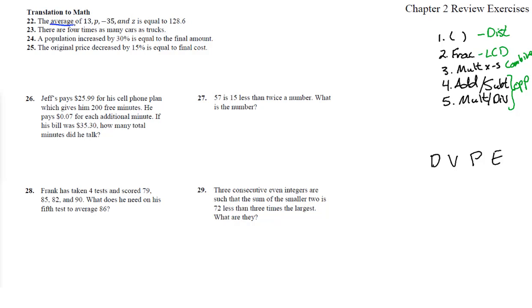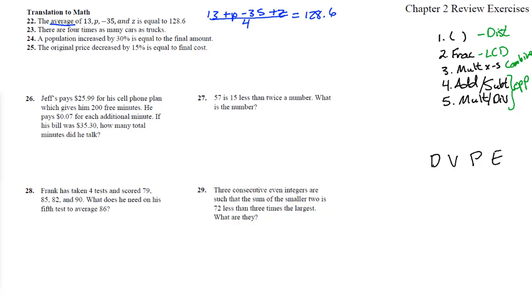Now, how do we do average here? We've got 13, p, negative 35, and z. That's data, our variables were already given. Our plan, average, means we're going to add up and divide by the number there are. So we're going to take 13 plus p minus 35 plus z, all divided by 4, is equal to 128.6.